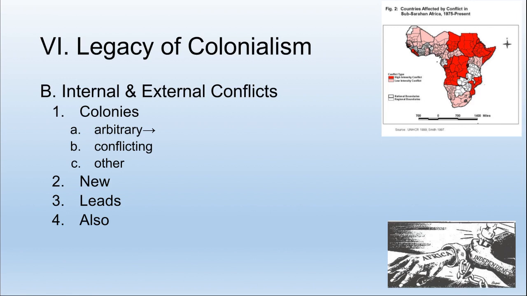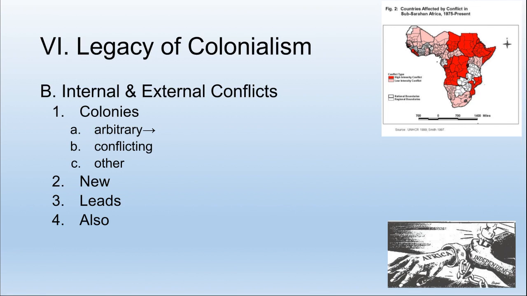Conflicting tribes are placed within the same colony. It's going to lead to conflict. Other tribes are split into different colonies. So these colonies are created arbitrarily, without reason, no concern for traditional borders. Conflicting tribes placed within the same colony, which leads to conflict. Other tribes are split into different colonies.